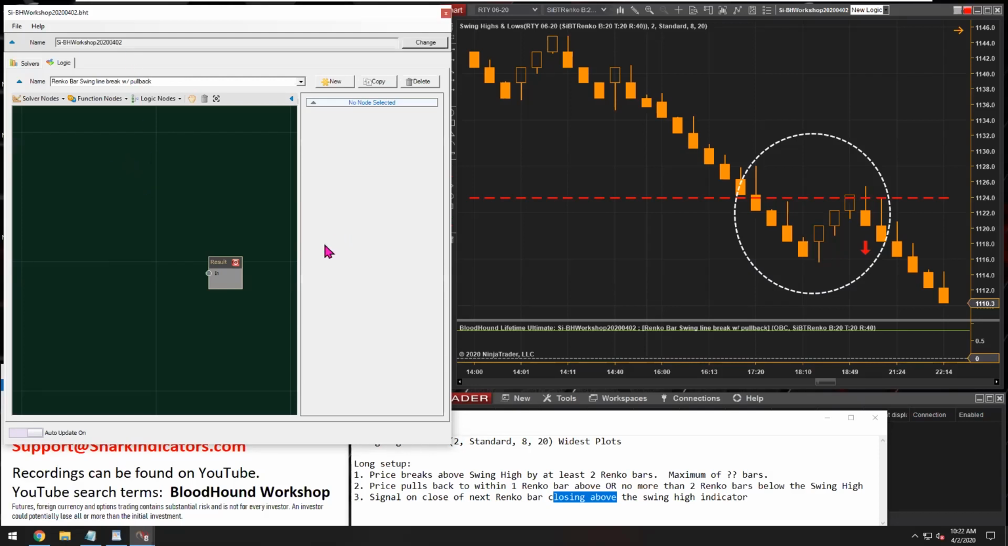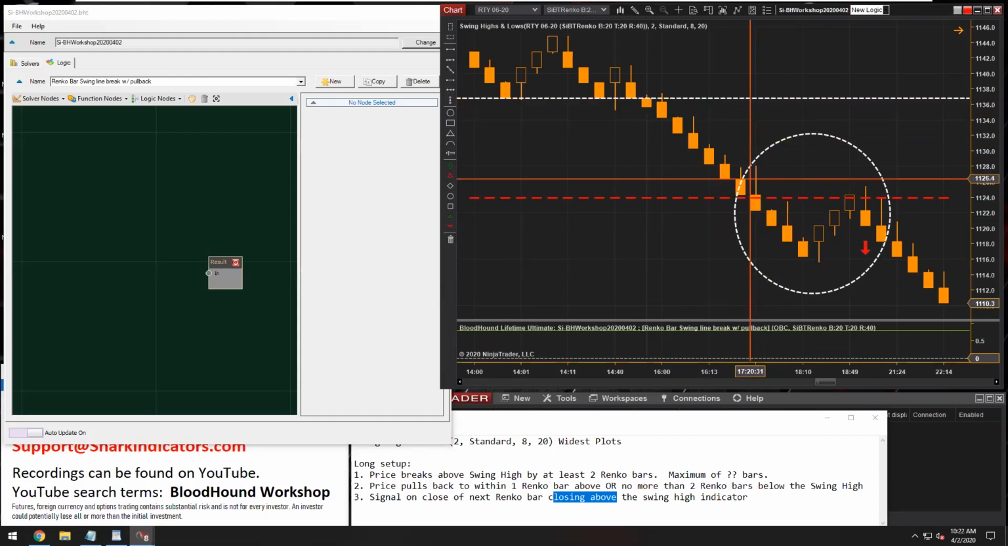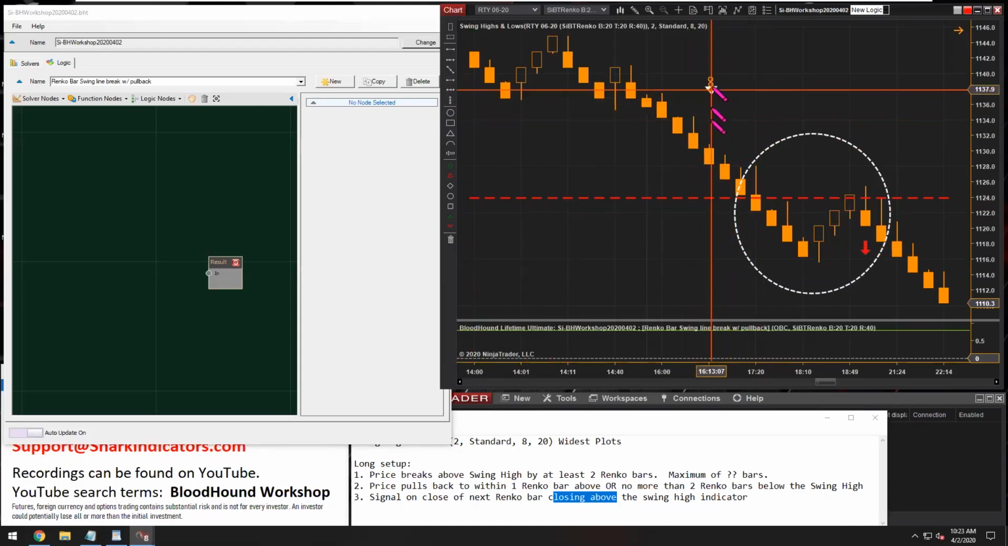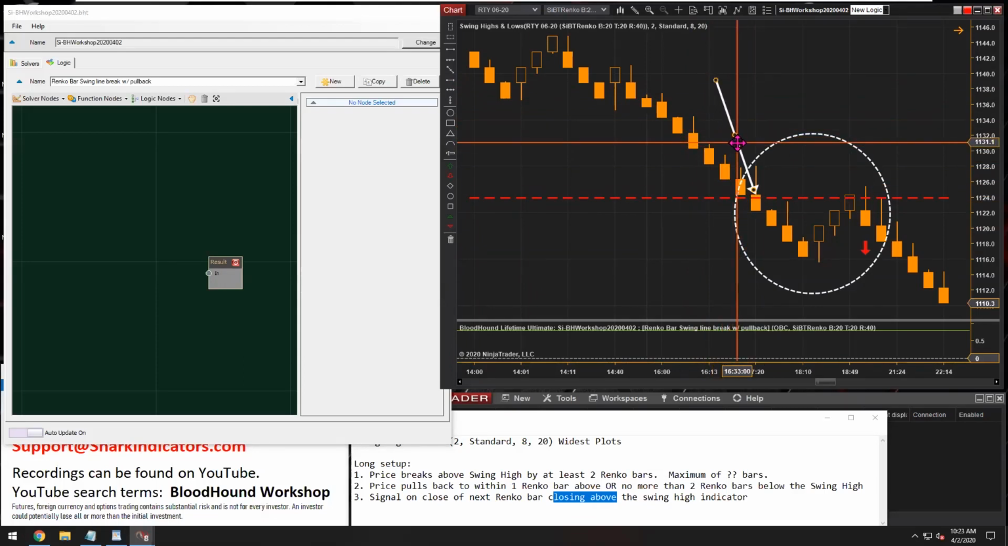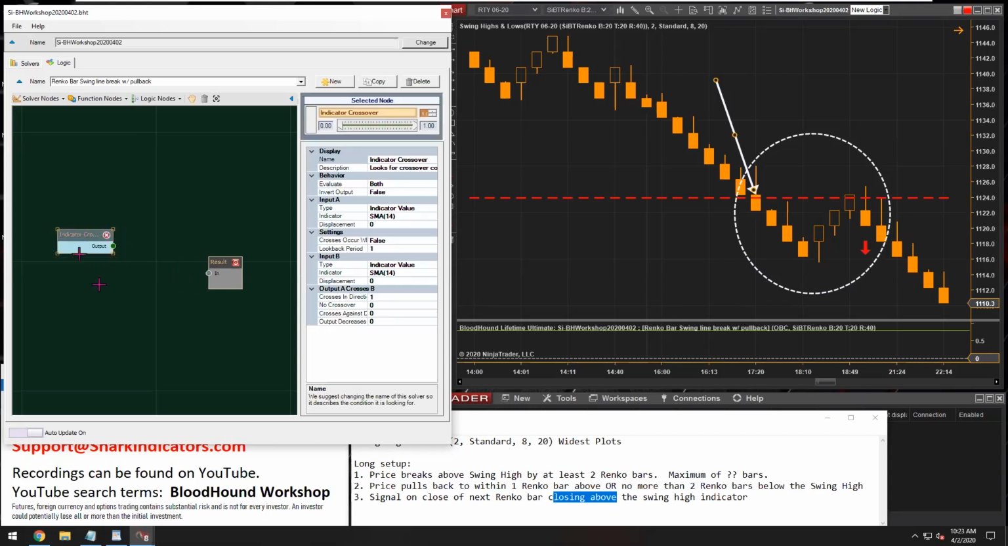Well, let's start with some simple things here. The simplest condition, basically rule number 1, is to draw a line. I wanted an arrow. There we go. So a simple thing is detecting that crossover, right? We're looking for price to cross over the swing line. So let's just grab a crossover solver to get everything started. All right, so let's name this here.